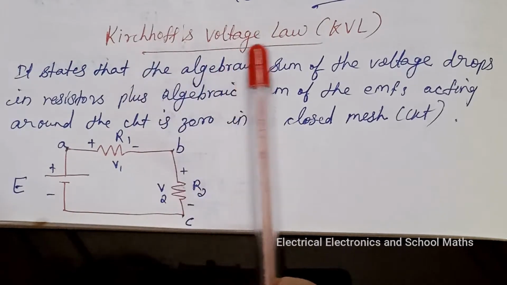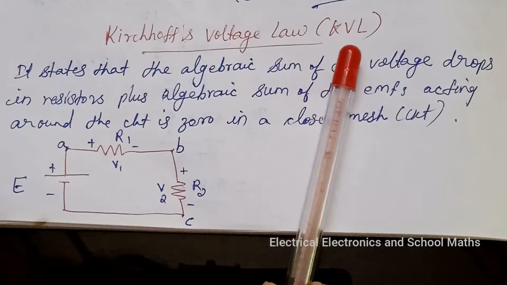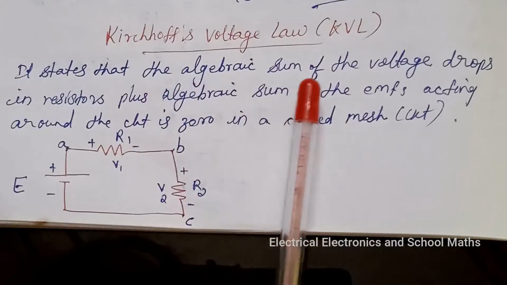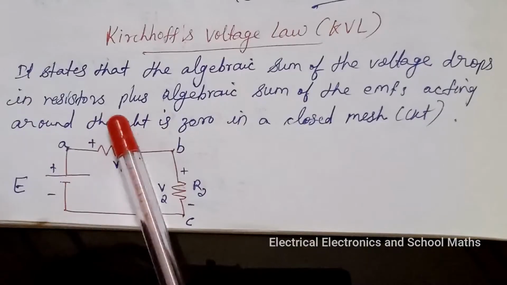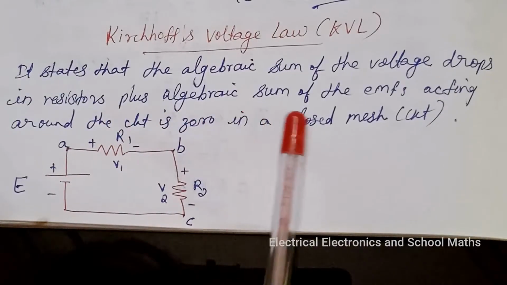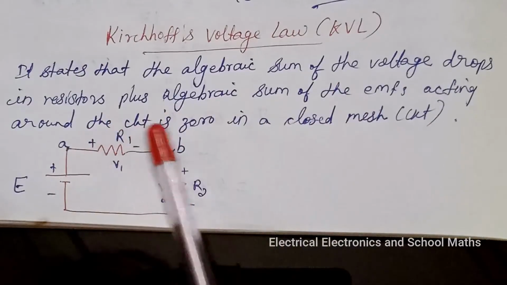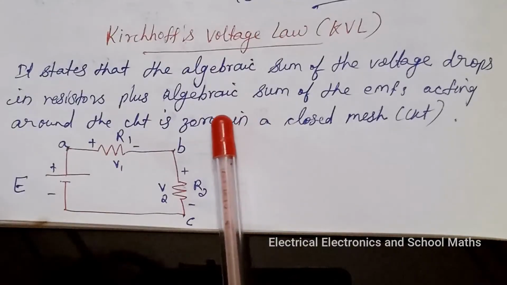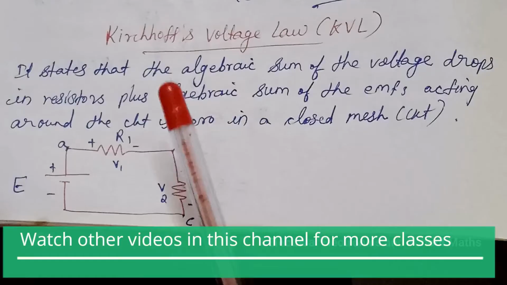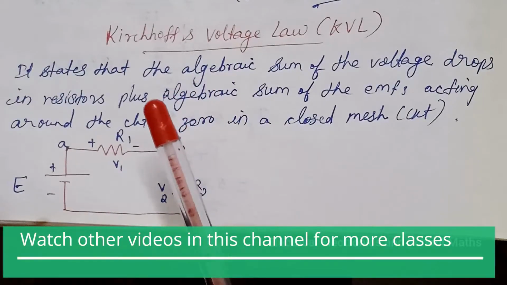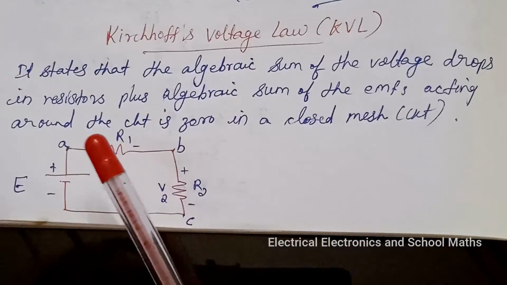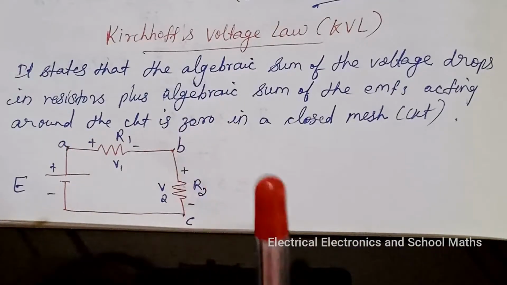Next is Kirchhoff's voltage law, or KVL. It states that the algebraic sum of the voltage drops in resistors plus the algebraic sum of the EMFs acting around the circuit is zero in a closed mesh. In other words, KVL states that the algebraic sum of potential rises and drops around a closed path is zero.